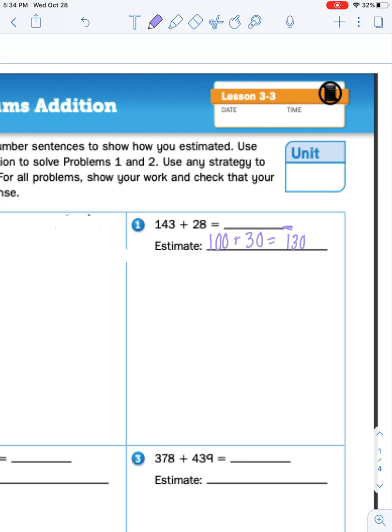Another option for that, let's say you like rounding by tens, even if it's in the hundreds, you would round 143 to 140. And then keep the 30, obviously. And then that would equal 170. So those are pretty close numbers, 130 and 170. They're not too far off. So it's still going to give you a good estimate. All right. Now we have our estimate, or our estimates.